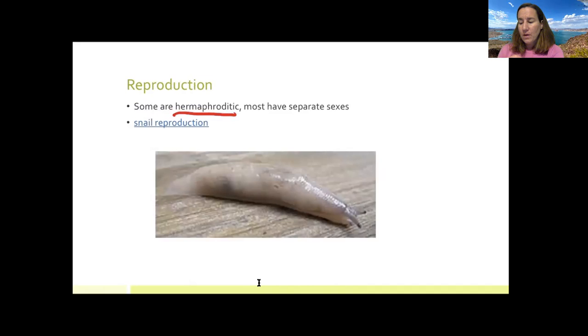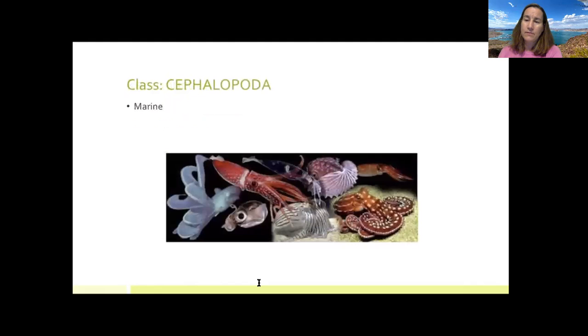Some of them are hermaphrodites. I said most of them have separate sexes; some of them are hermaphroditic, but most of them are going to have separate sexes. And then they will do external fertilization, just like we talked about with the bivalves. They're going to lay the eggs, and then once the eggs are out, the male comes along and fertilizes the eggs to create all of the little zygotes. So that is laying the mass of eggs out there, and they will externally fertilize and grow up into new little gastropods.